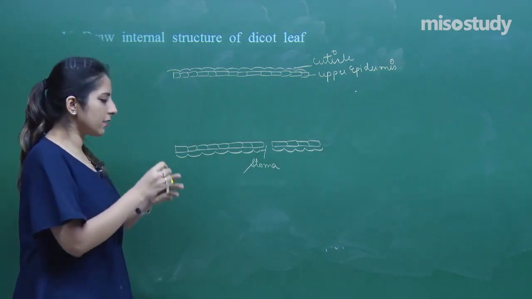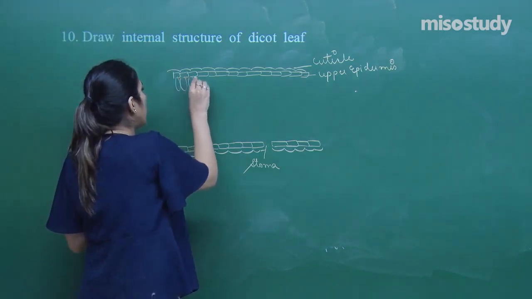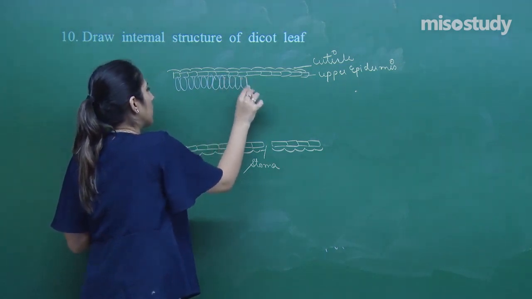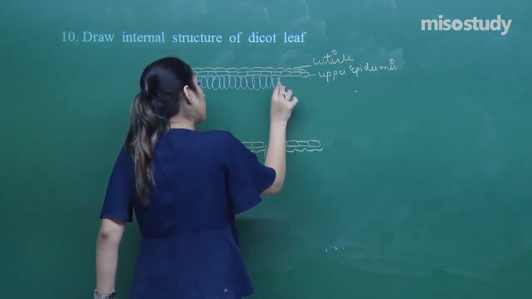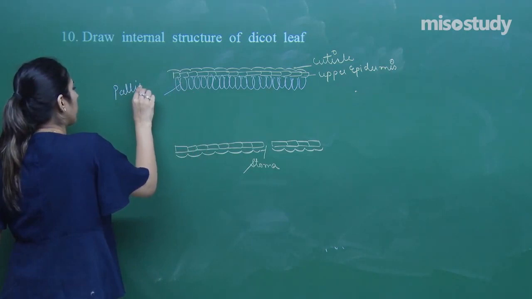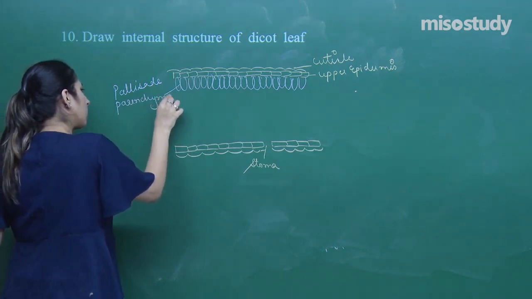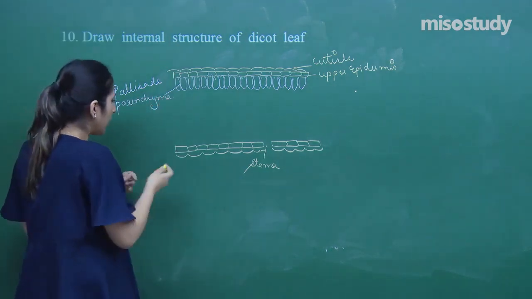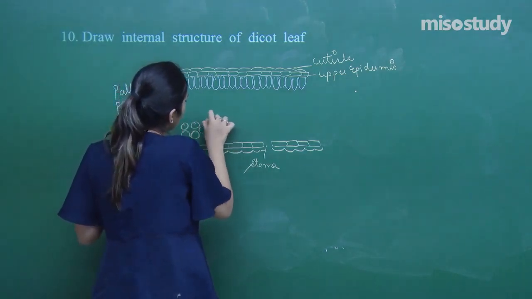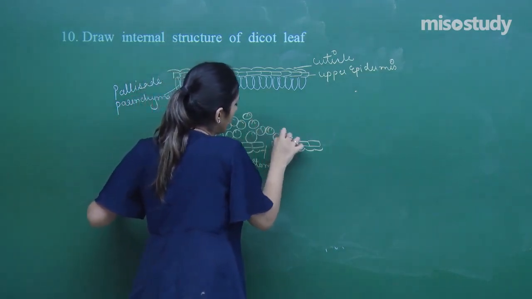In this case, the parenchyma cells are present. Parenchyma which is present towards the upper side is called the palisade parenchyma. Also, they have another type of cells present which we call the spongy parenchyma. Spongy parenchyma has spaces present in it. They do have an air cavity present.